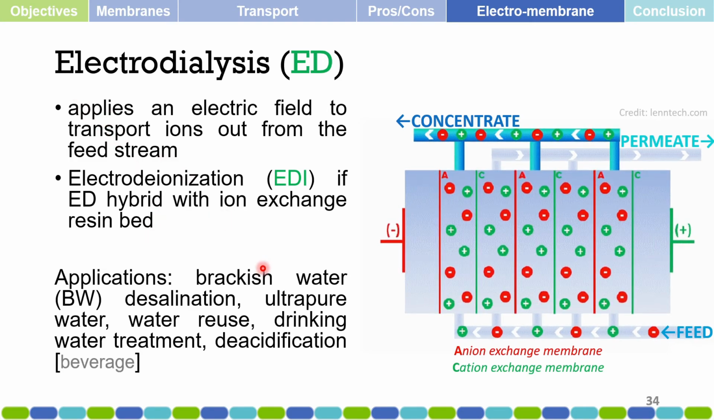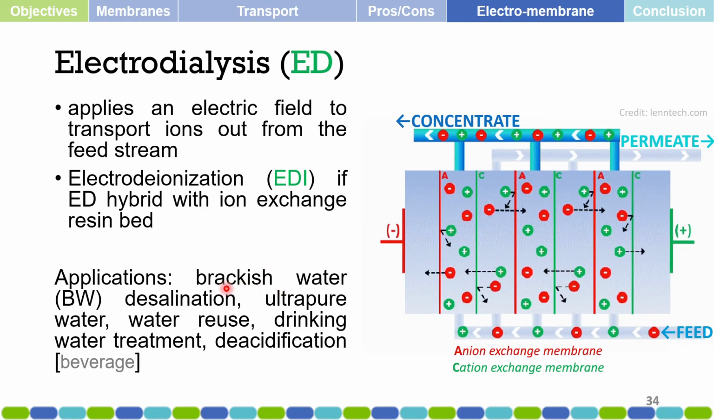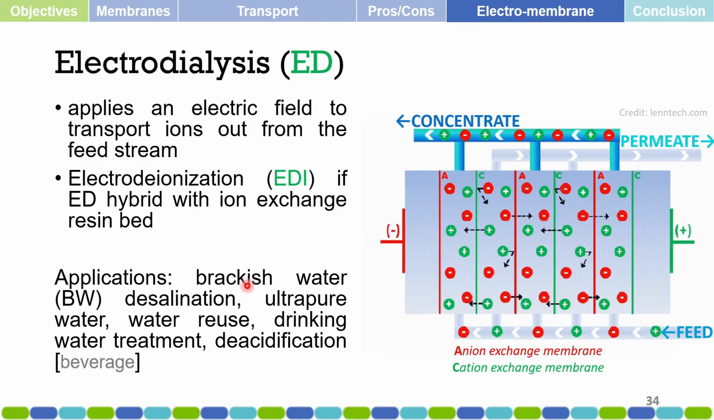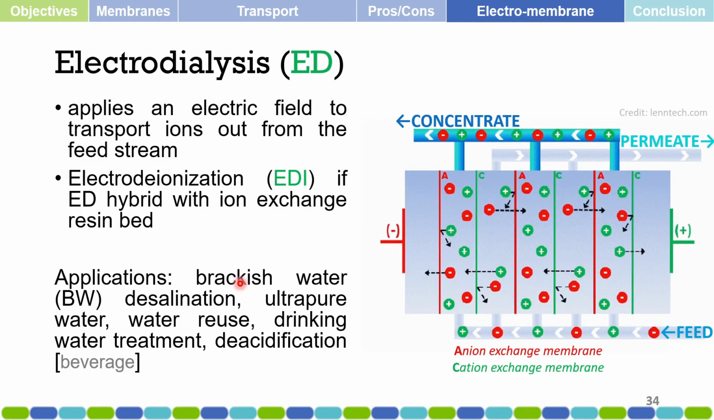So electrodialysis is currently the cost-effective method in desalination of brackish water. Since brackish water has lower salt concentration, electrodialysis is better, or it's already a competitive process over reverse osmosis.